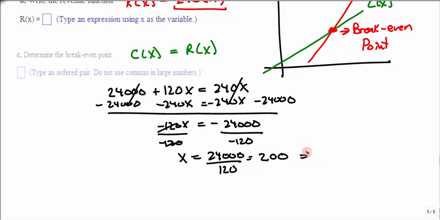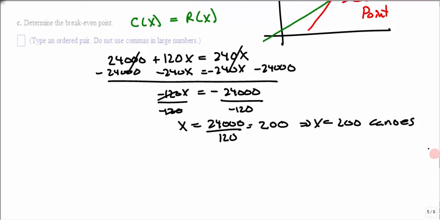So 200 canoes. When I sell 200 canoes, I'll finally have made enough money, so for the 201st canoe, I will actually make money. I will have covered my costs and can start to make money. Now it asks for, what does this break-even point mean? Well, you know what? First of all, let's back up a little bit.